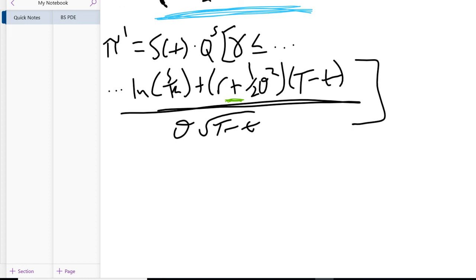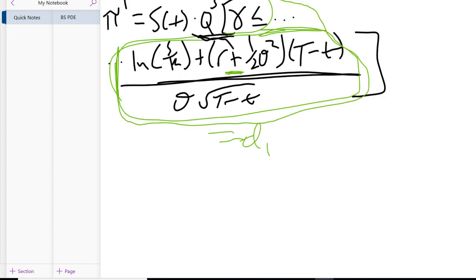And normally this is called d1 as compared to d2. So we have N of d1 is this entire thing. And remembering that we have this time multiplied by S_t rather than K, basically the discounted K, we get that pi 1 equals S little t times N(d1). Okay, well look at that.